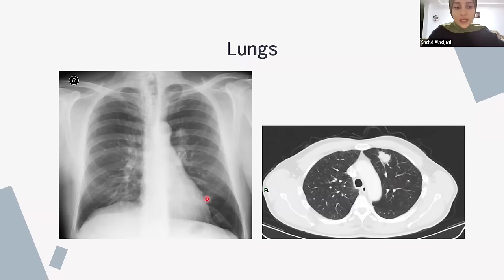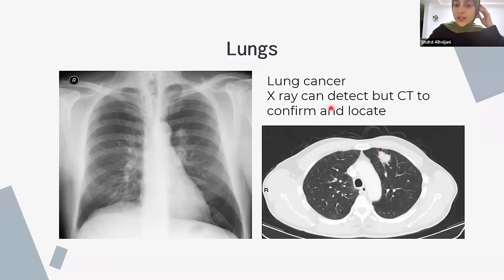Now, if you look at this X-ray, you can tell there's something abnormal. There is a mass, there is something going on. But you can't tell where exactly it is and what is going on. If you look at the CT, on the other hand, you can see this huge mass. So this thing is cancer. The patient has lung cancer here. So X-ray can detect, but the CT is to confirm and locate.